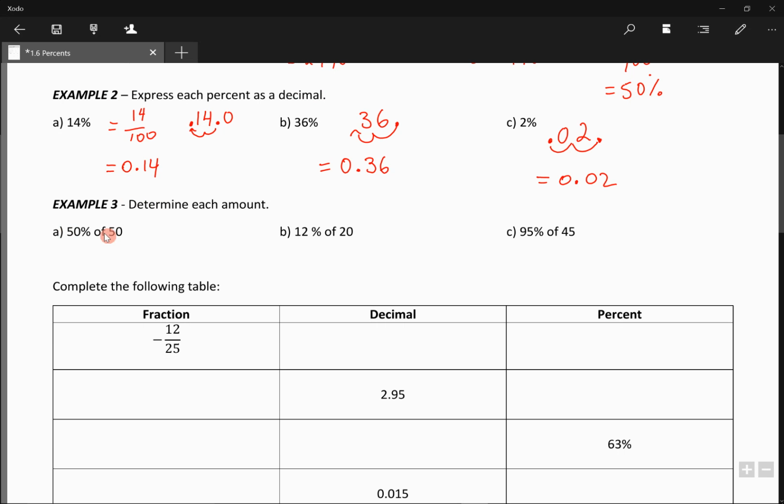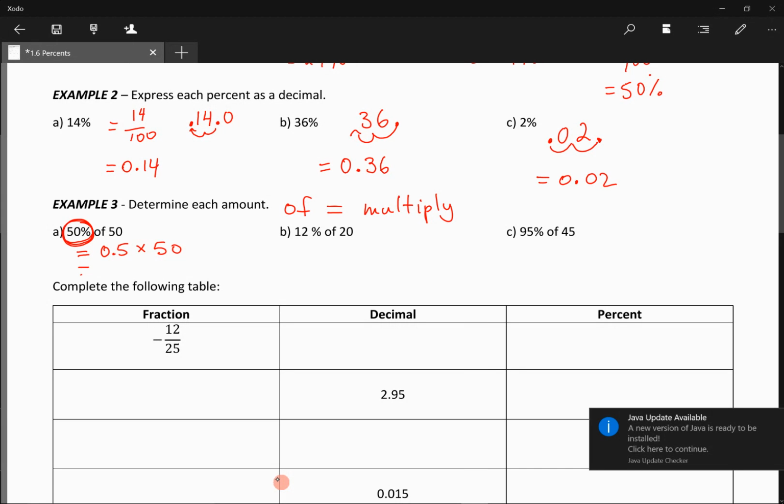Determine each amount, 50% of 50. When you see the word of, it equals multiplication. So if I see 50% of 50, I'm going to take the decimal. Whenever we do these calculations with percentages, you can't use the percentage, you have to use the decimal. So 50% is the same thing as 0.5. You take that decimal and multiply by 50, because of means multiply. So 0.5 times 50 is equal to 25.